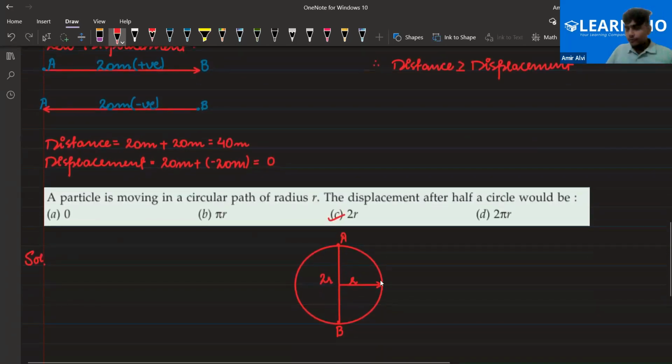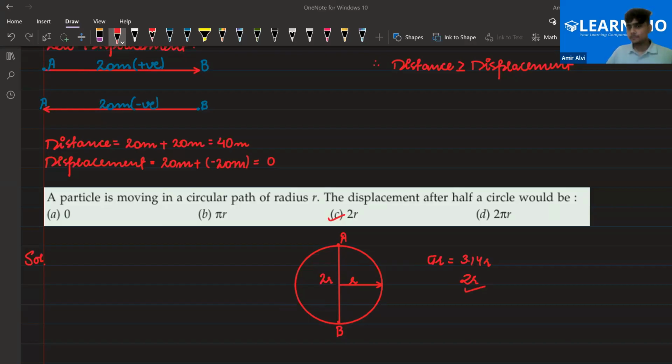Everyone, see this thing. When you cover half the circumference, this would be pi r. What is the value of pi in terms of decimal? 22/7, 3.14. So 3.14 r. I've told you that displacement will always be a straight line. So displacement over here would be a straight line connecting the opposite points, that is 2r. So which one is smaller, 2r or 3.14 r? 2r. That's what the question is asking after a half circle. It would be 2r. Clear?